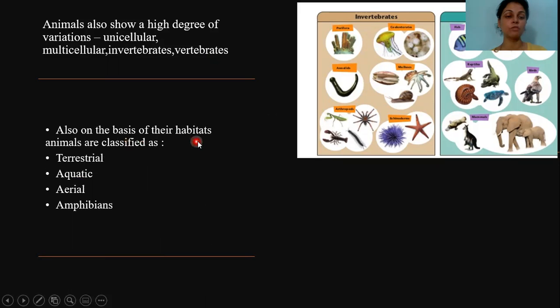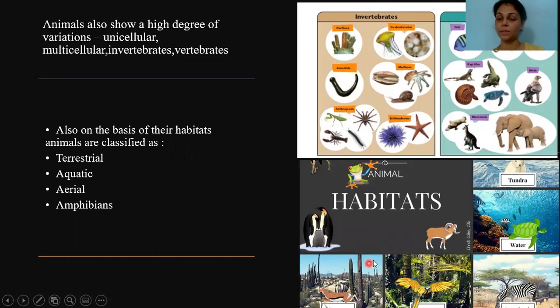Then also on the basis of their habitats. Habitats का मतलब होता है place where we live. They are terrestrial, found on land, aquatic in water, aerial in air. They are adapted for flying, amphibians present in water as well as land. See all these points, you can see we are doing only the basics. We are not going into the topic now. All these are the basic points from the first chapter. Here you can see the habitats: snowy areas, aquatic, terrestrial, aerial, correct? So all these are different forms.